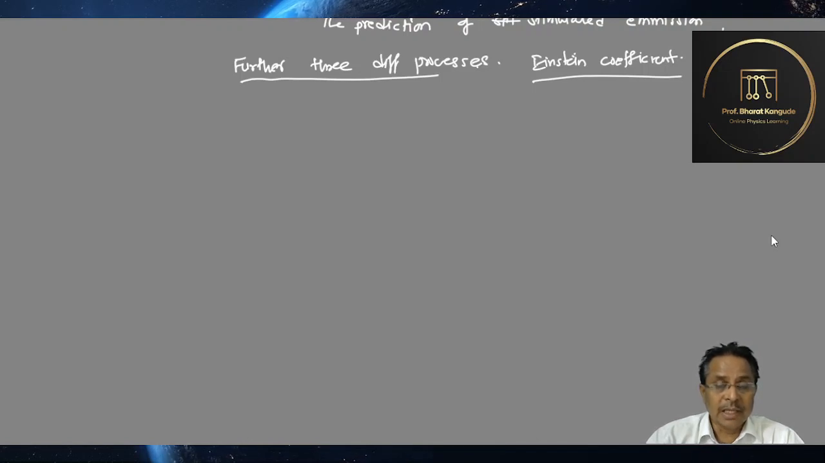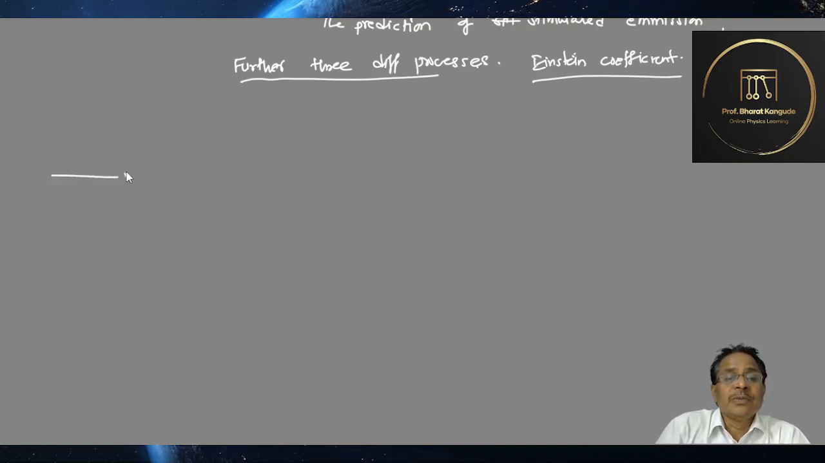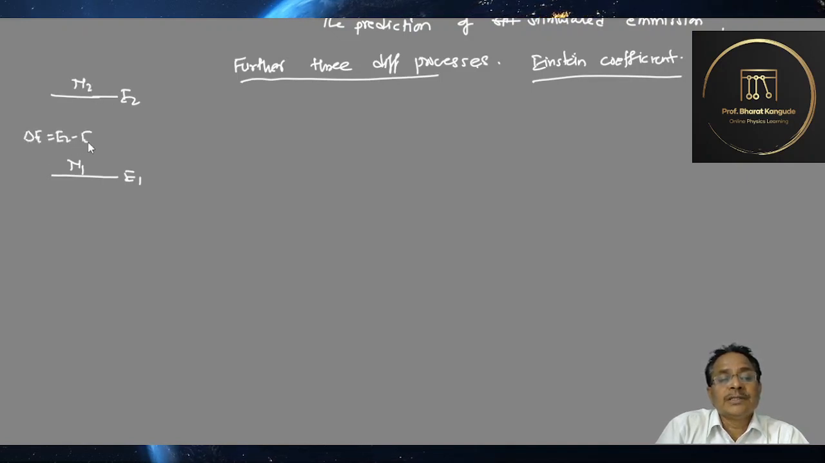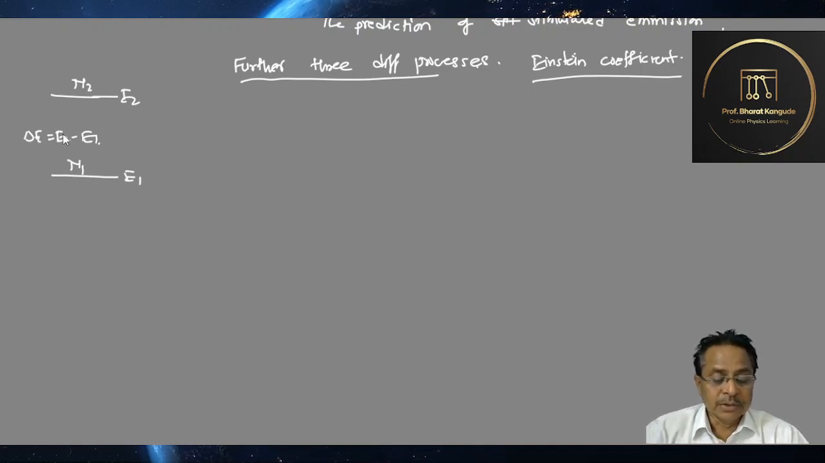The population of E1 is N1. So the first state is E1 and the population here is N1. The second state is E2 and the population in this case is N2. And delta E is the difference E2 minus E1, as usual. This is the same case we are using here. So let the atoms be in thermal equilibrium.